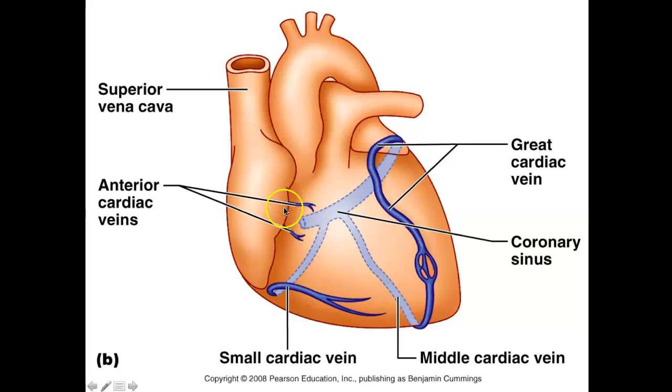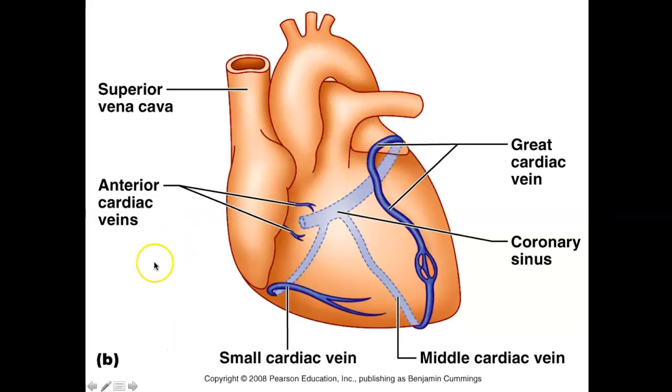So let's follow the flow. Remember, veins are draining blood back into the right atrium. Blood comes into the small cardiac vein and moves towards this area here. This is called the coronary sinus. This is another vessel that drains right into the right atrium. The blood coming from the posterior heart is going to drain up also into the coronary sinus. Blood draining from the anterior heart will follow the great cardiac vein and then also converge onto the coronary sinus before moving into the right atrium.